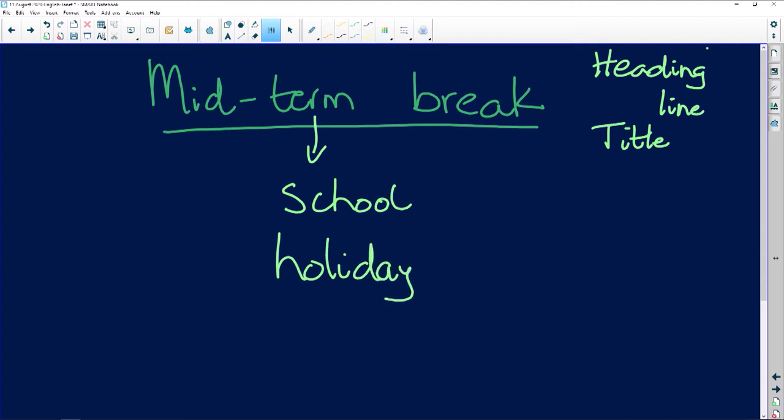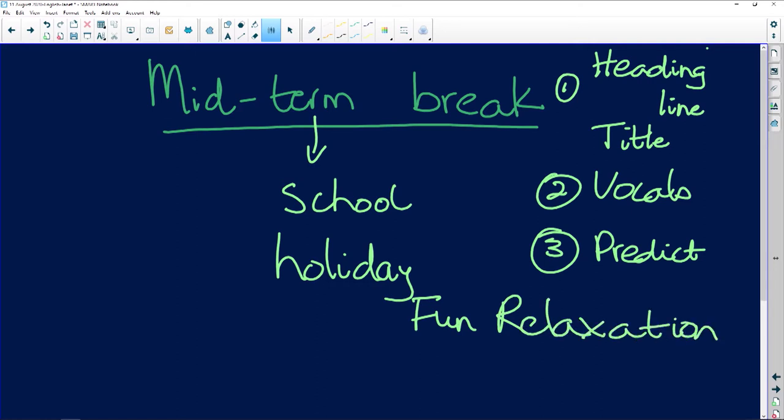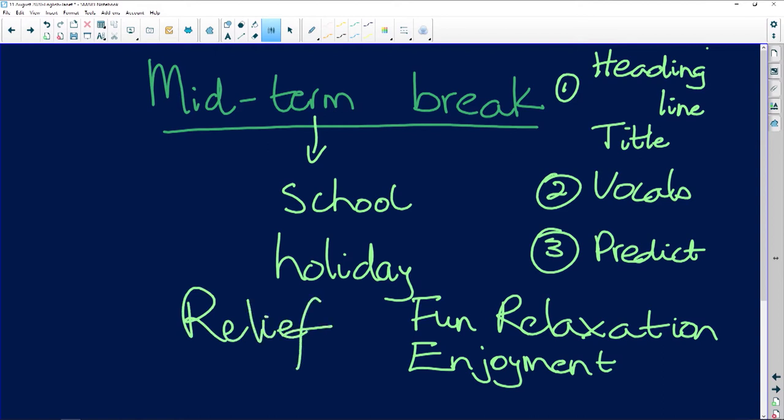So the next thing you do in terms of your reading skills, once you've looked at vocab, actually let me put down vocab, make sure you've understood all the words, you then do some kind of prediction. So what do I think this poem is going to be about? It's going to be about fun, relaxing, enjoyment, enjoying oneself. Either the speaker could be a school child or an adult. A teacher loves a midterm break as much as children do. Relief, a chance to sleep. So those are the things I am predicting.